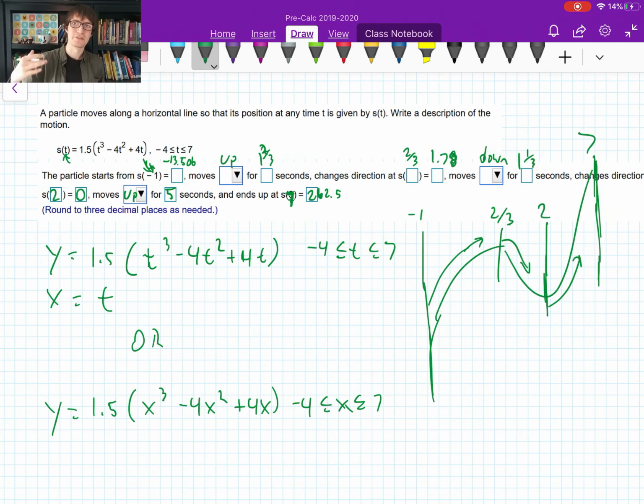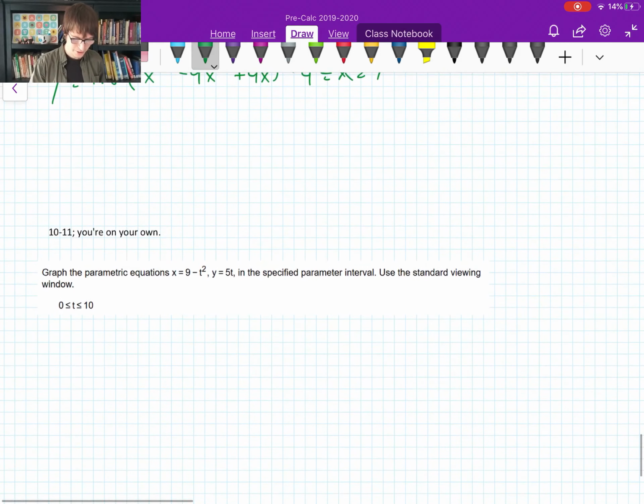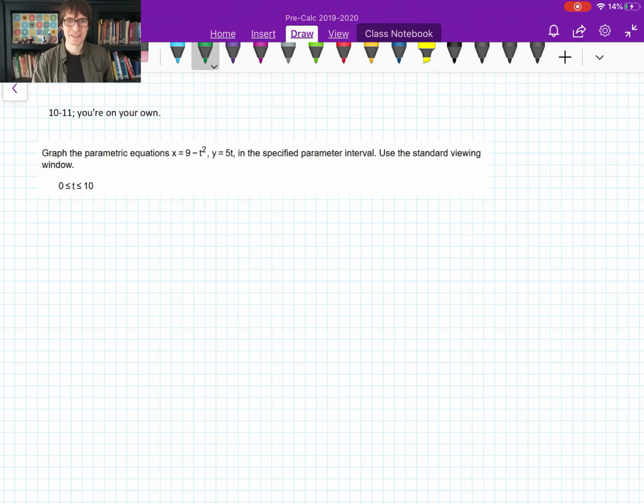So that's how to solve that kind of problem. We're just looking at the graph and describing how it's moving, what it's doing, and what kind of changes it's making. That's all we're doing there. For numbers 10 and 11, you're going to be on your own. I think they're pretty similar to the other problems, and I think you can do them. So just do the best you can there.